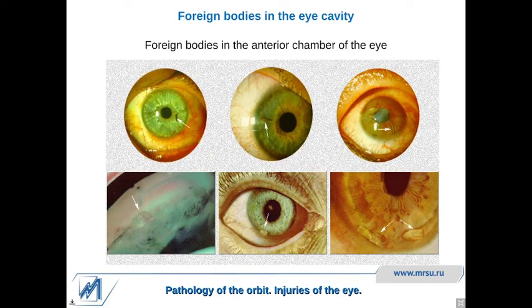Here there are pictures of foreign bodies in the anterior chamber of the eye. On the upper line you see different foreign bodies of various form and material in the anterior chamber. They are visible using a slit lamp, and with lateral light also.